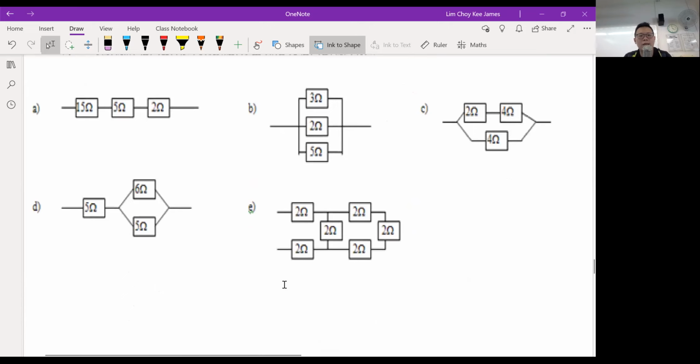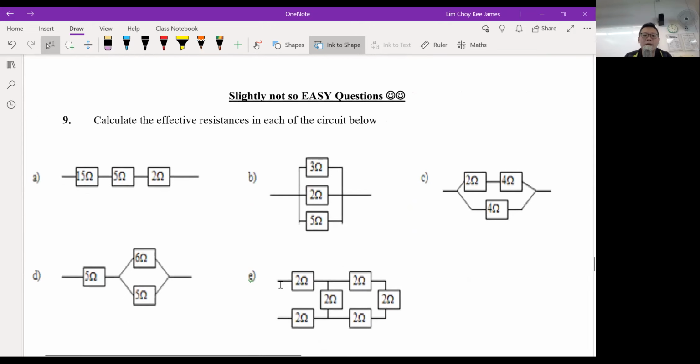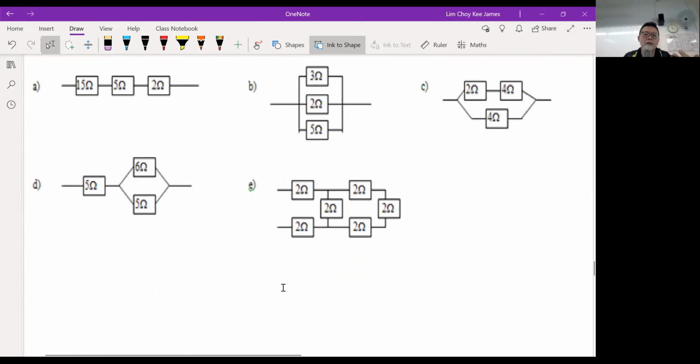Now, for question 9, I will not dwell too much on the mathematics. Rather, I will look at the arrangements. I will highlight the arrangement and rearrange the circuit for you. But I still need you to get your hands dirty to add up the resistances yourself. In the meantime, I have worked out some of the answers for you. If you want to check your answer, I'll write it down here so that it's easier for you to check.